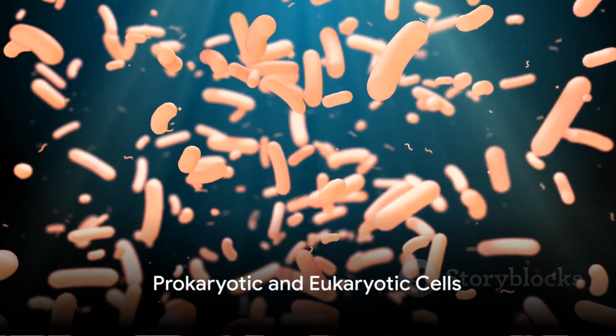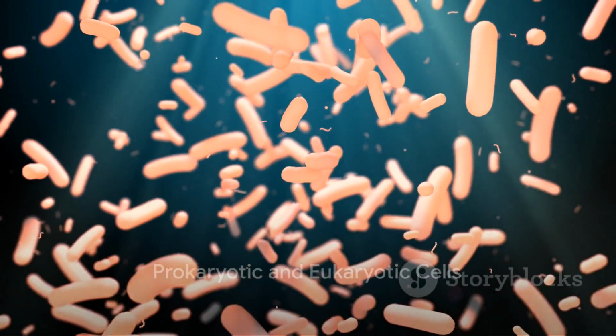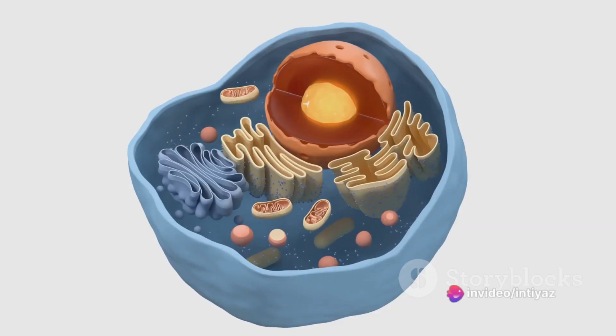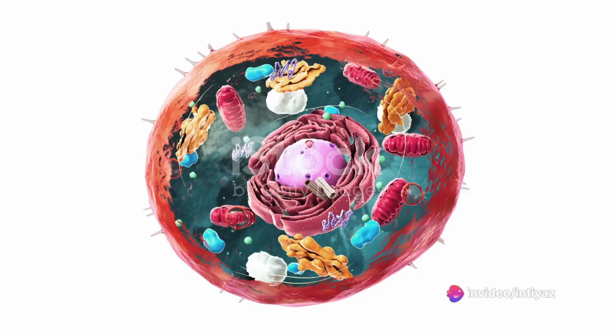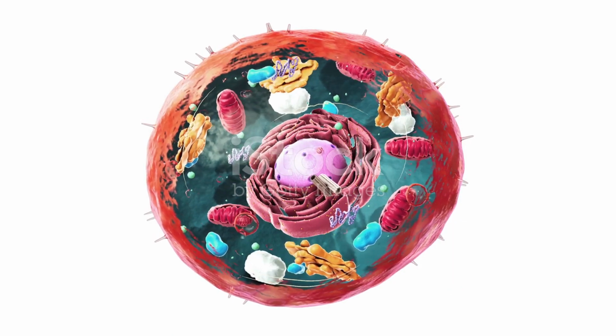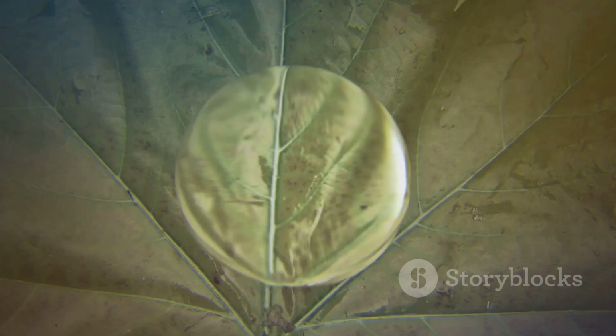Next, we move on to the two major types of cells, prokaryotic and eukaryotic. Prokaryotic cells are smaller, simpler, and they do not have a defined nucleus. On the other hand, eukaryotic cells are larger, more complex, and have a well-defined nucleus. Humans, plants, and animals are composed of eukaryotic cells.